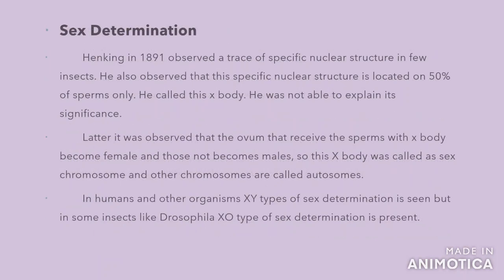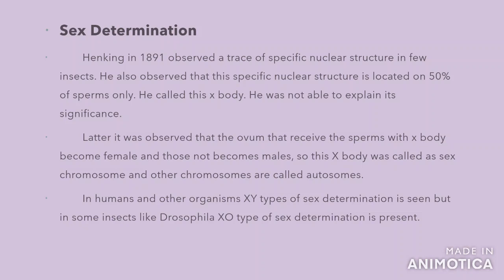Sex determination. Henking in 1891 observed a specific nuclear structure in a few insects. He also observed that this specific nuclear structure is located on 50% of sperms only. He called this the X-body. He was not able to explain its significance. Later, it was observed that the ovum that received the sperm with the X-body becomes female and those that did not become male, so this X-body was called the sex chromosome and the other chromosomes are called autosomes.